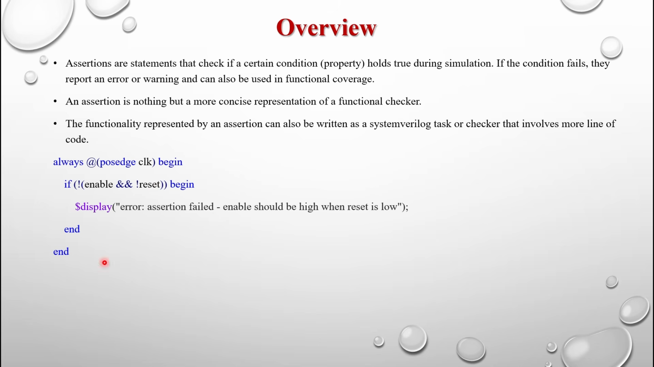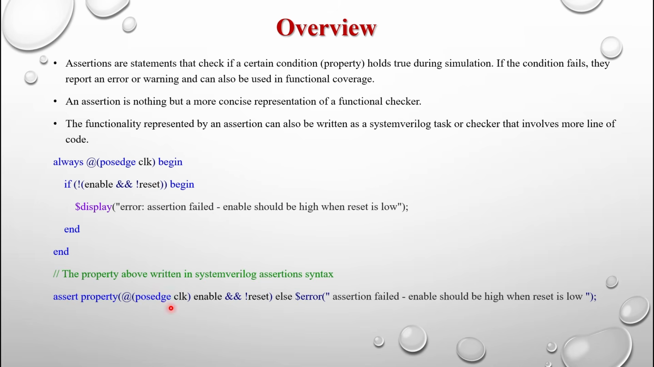The same thing can be achieved through assertions. Here you can see assert property @(posedge clock). Here is the condition. This assert is a statement. We will see the syntax in the coming slides, but here I'm just showing you how assertions involve fewer lines compared to a checker or SystemVerilog task. Assert property @(posedge clock), enable and not reset. This is the condition, and here is the else part. This is not mandatory.